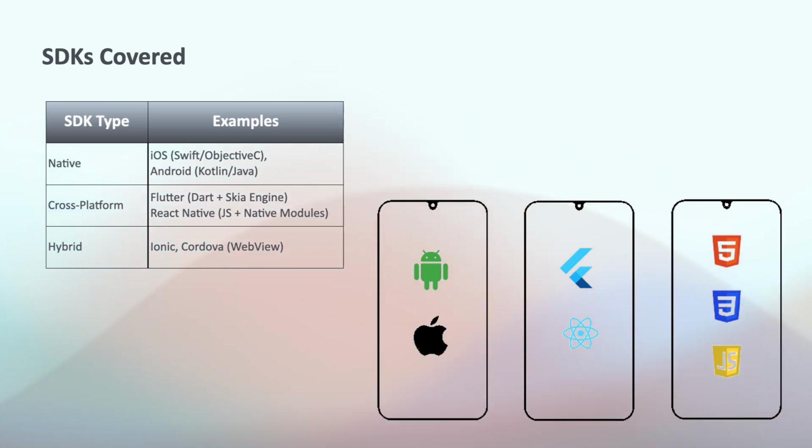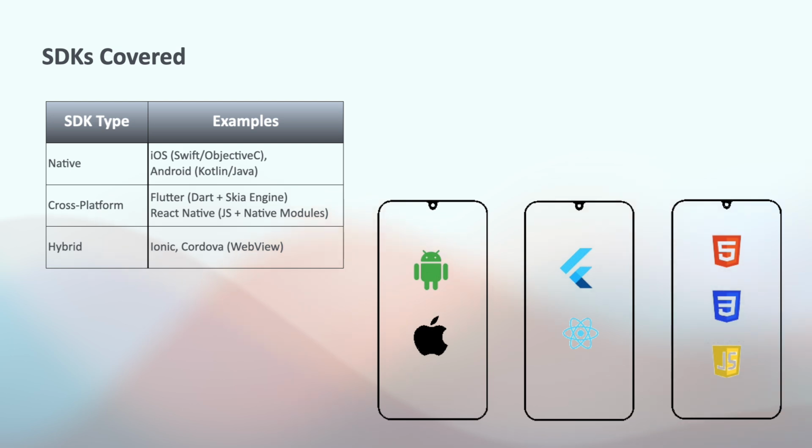First, native SDK. These use Swift for iOS and Kotlin for Android. They give you direct access to native UI components, which means you get the highest performance possible. They are perfect for apps that need smooth animations, advanced device features, or platform-specific customization.